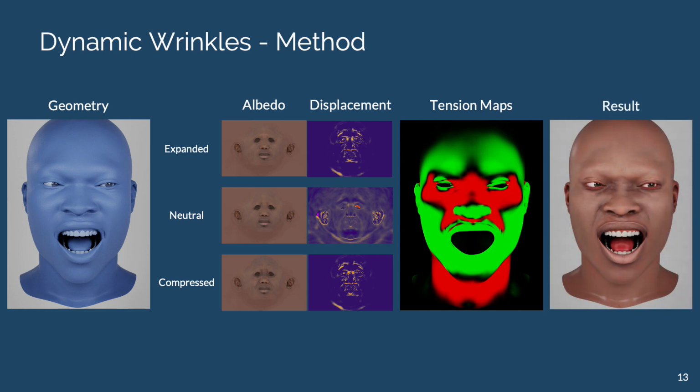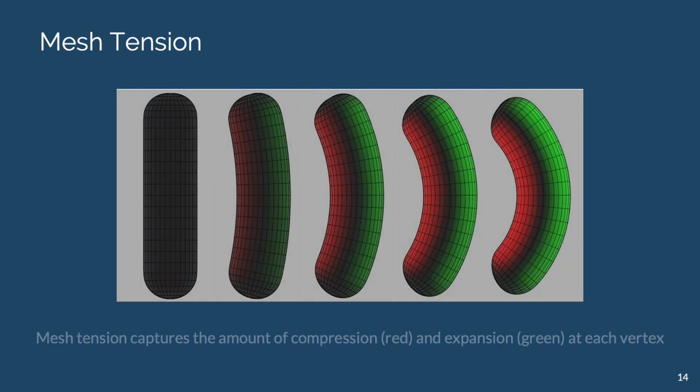Using tension in the mesh for blending between textures also enables us to produce wrinkles for expressions not present in the source scans. We formalize mesh tension to capture the amount of compression or expansion at each vertex of a 3D polygon mesh resulting from a deformation. Specifically, we express tension as a function of the mean change in the length of the edges connected to a vertex as a result of the deformation.